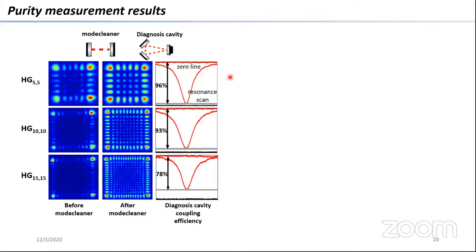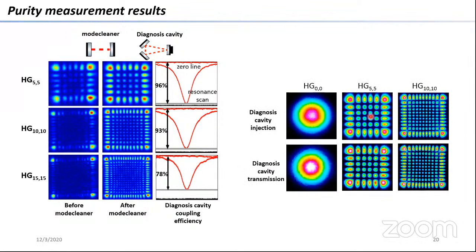So when we measure the coupling efficiency, which is a lower limit to the purity of the mode, we obtain 96% for the HG5,5, 93% for the HG10,10, and 78% for the HG15,50. And when we look at the output mode of this diagnostic cavity, it's basically not changed. It keeps qualitatively the same shape.